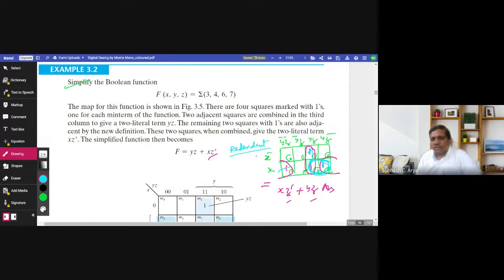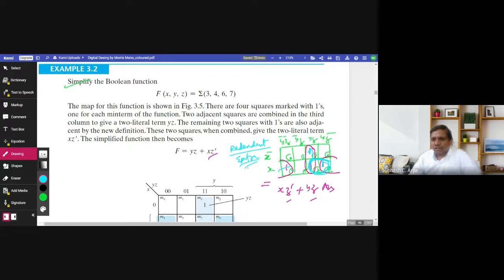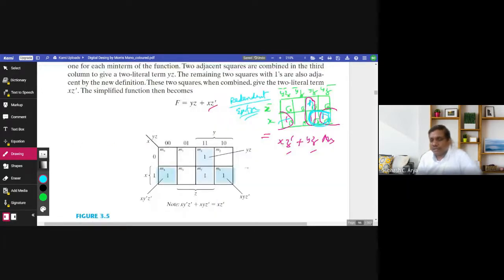Redundant. Redundant means extra, unnecessary, not required. So we have to avoid it, because our purpose is to reduce the number of minterms, and here you are unnecessarily making a pair and increasing the group of ones. So that is why that is improper. Okay. So if I write here x z bar plus y z plus this one as x y here, this x y is unnecessary.